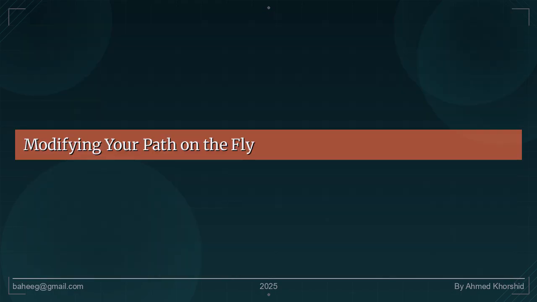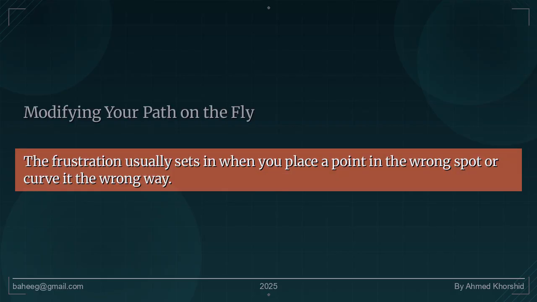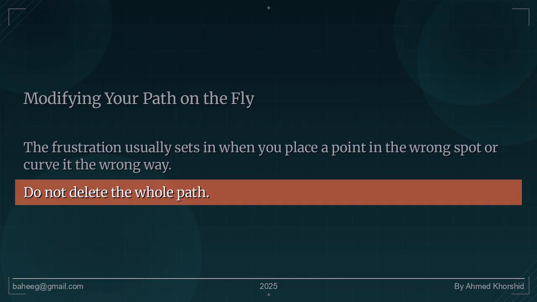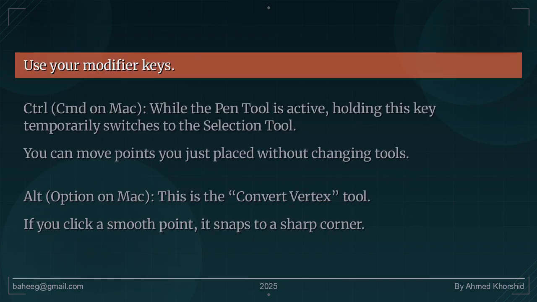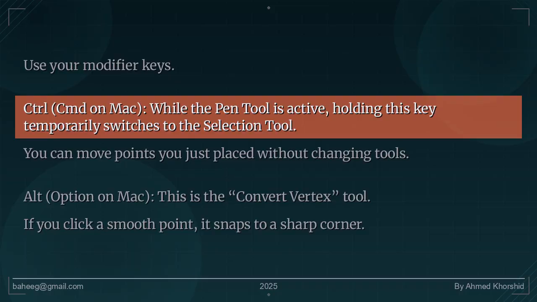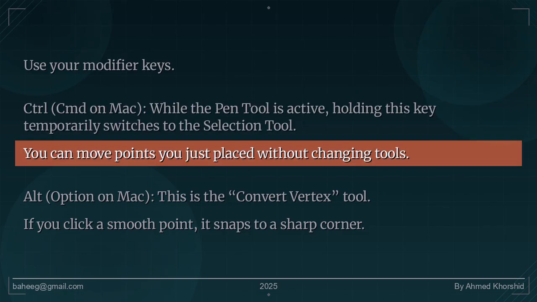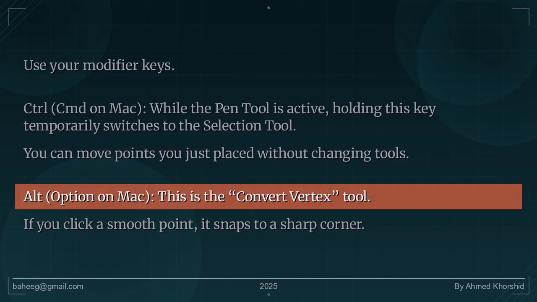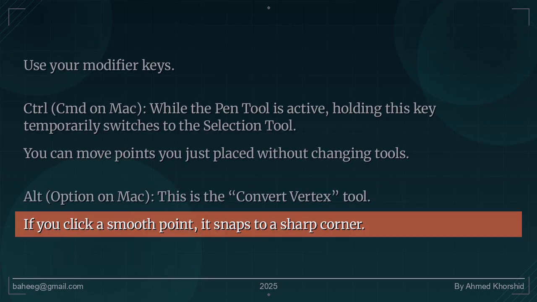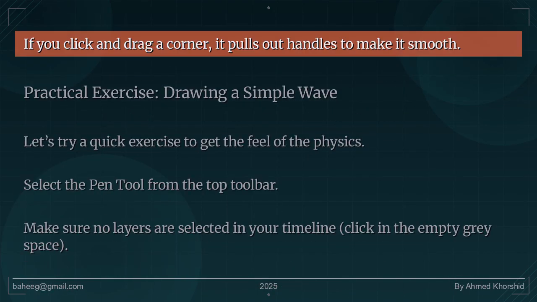Modifying your path on the fly. The frustration usually sets in when you place a point in the wrong spot or curve it the wrong way. Do not delete the whole path. Use your modifier keys. Ctrl, or Cmd on Mac, while the pen tool is active. Holding this key temporarily switches to the selection tool. You can move points you just placed without changing tools. Alt, or Option on Mac. This is the Convert Vertex tool. If you click a smooth point, it snaps to a sharp corner. If you click and drag a corner, it pulls out handles to make it smooth.